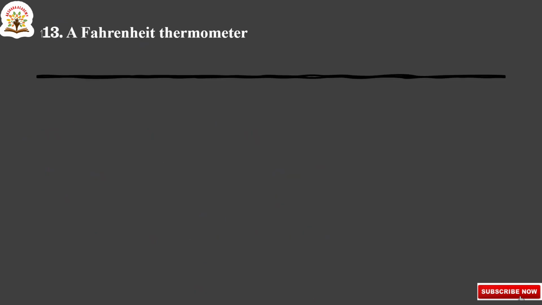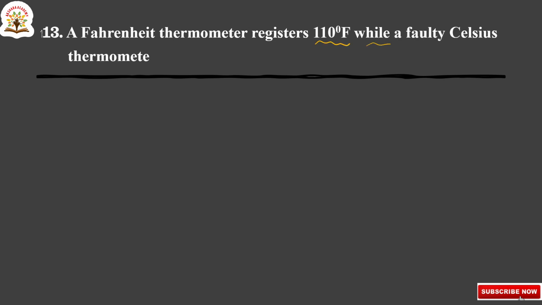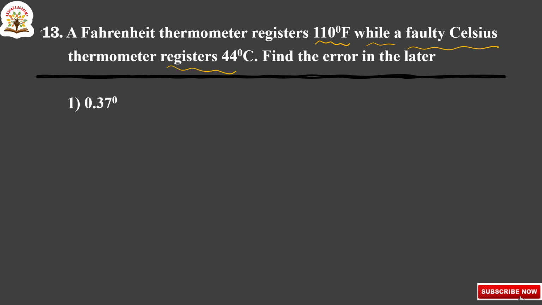A Fahrenheit thermometer registers 110 Fahrenheit while a faulty Celsius thermometer registers 44 centigrade. Find the error in the latter. Here you have to find out the error. Here they have given four options.